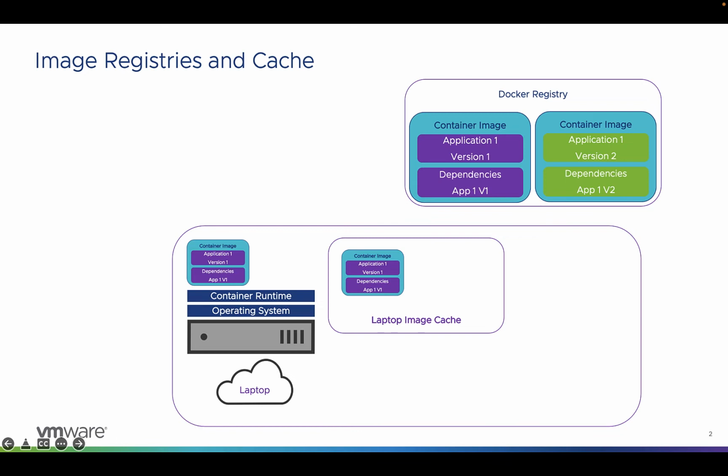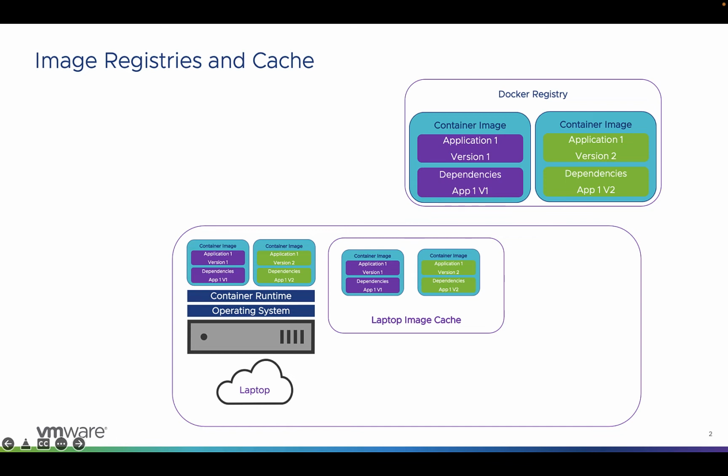On the other hand, if you attempt to start an image that does not have a cached copy, the container runtime will download the image before starting it up. The next time you go to start this image, you can start it again from the image cache as opposed to having to download it again.